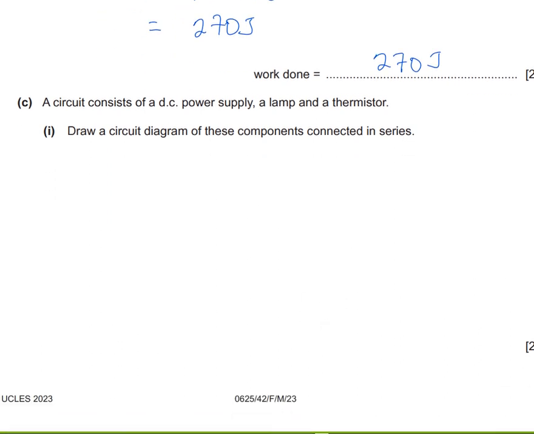Part C, the circuit consists of a DC power supply, a lamp, and a thermistor. Draw the circuit diagram of these components connected in series. So let's have the DC supply. I can even make it a battery. Then there is a lamp here. That's a symbol for a lamp. Then we can have a switch.